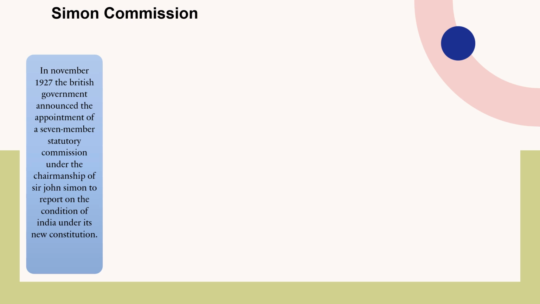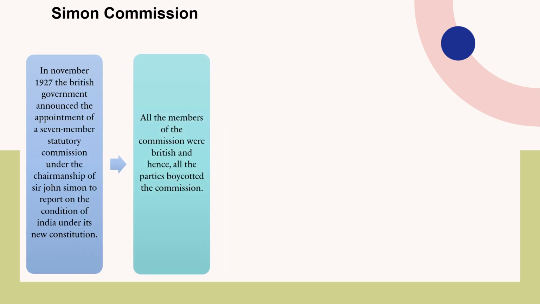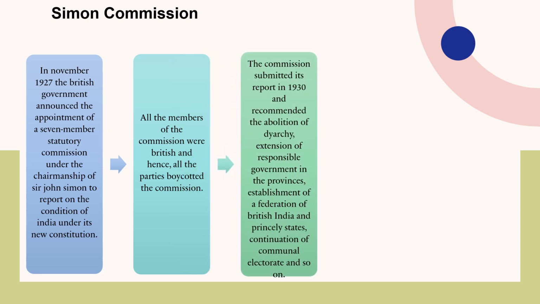Next is the Simon Commission. In November 1927, the British government announced the appointment of a seven-member statutory commission under the chairmanship of Sir John Simon to report on the condition of India under its new constitution. But all the members of the Simon Commission were Britishers, and hence all the parties boycotted the commission. The commission submitted its report in 1930, and some recommendations were the abolition of diarchy, extension of responsible government in the provinces, the establishment of a federation of British India and princely states, continuation of communal electorates, and so on.